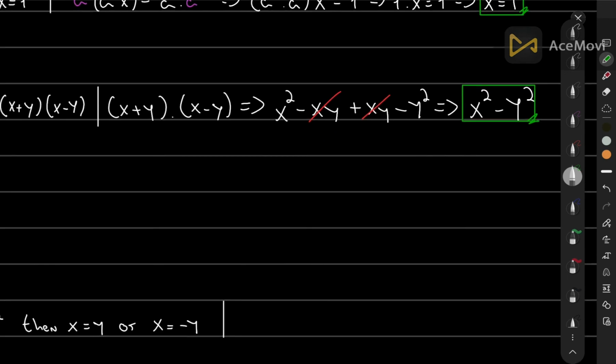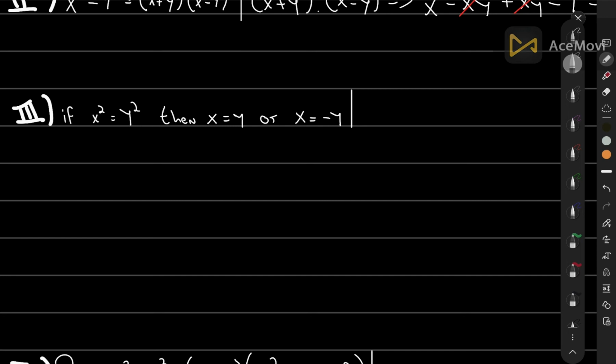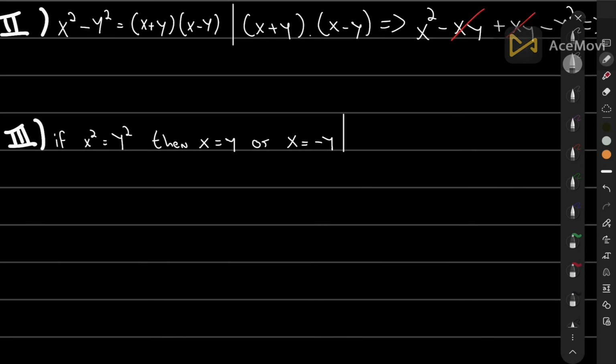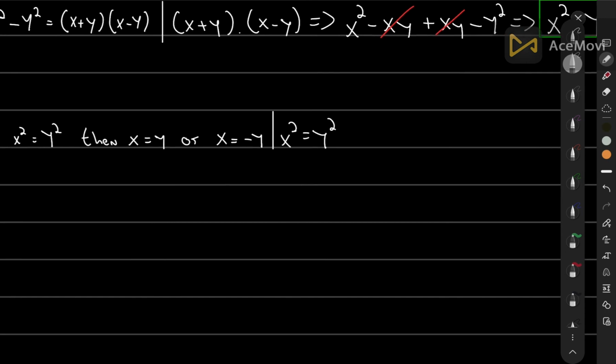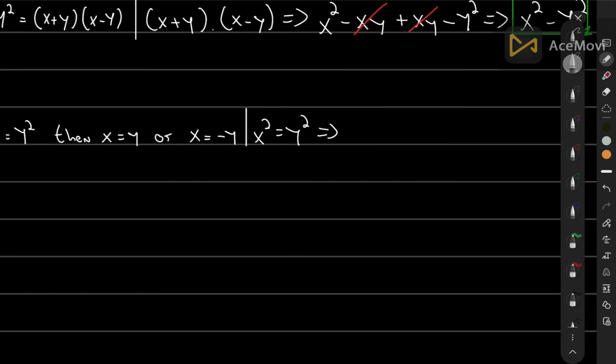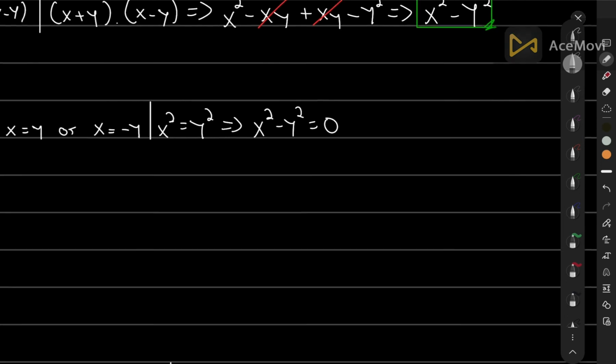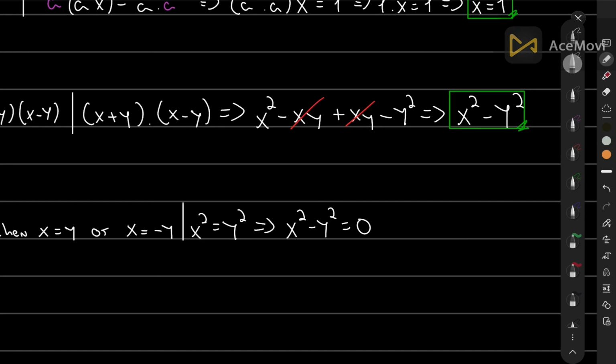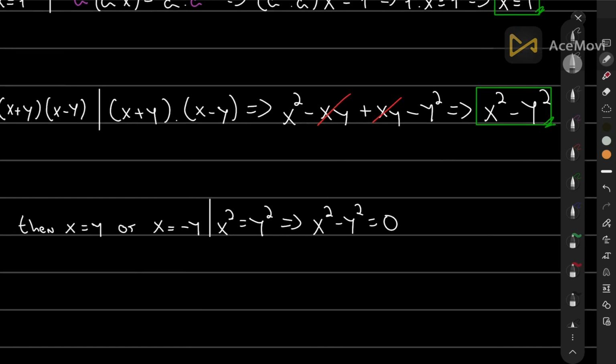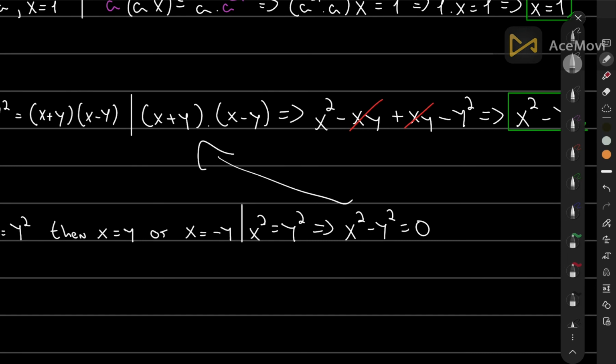So next one. This third one is a bit more complex, but it's fairly simple too. Those first exercises are really simple, just for us to get the hang of it, I presume. So we just add minus y squared to both sides. So we have x squared minus y squared equals 0. So we end up right here.